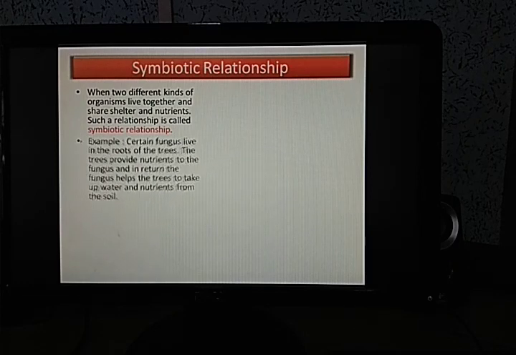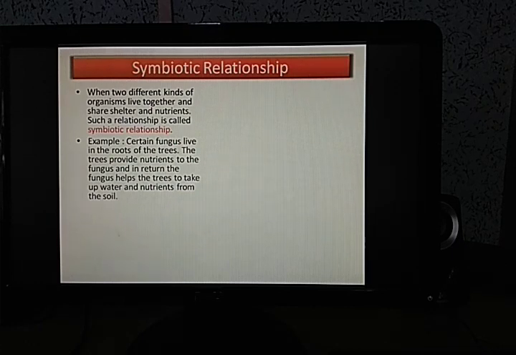So let us see one example. Now certain fungus live in the roots of the trees. Now we know fungus is a disease for the plants or the trees. But there are also certain fungus which are very helpful for the trees, and generally they are found at the roots of the trees. Now what do these fungus do? The trees provide nutrients to the fungus.